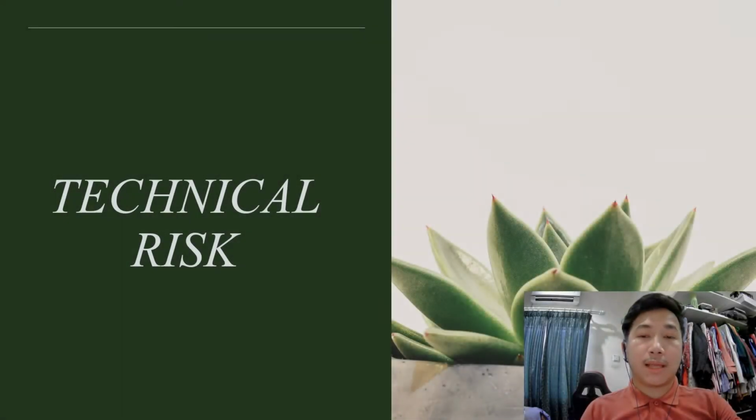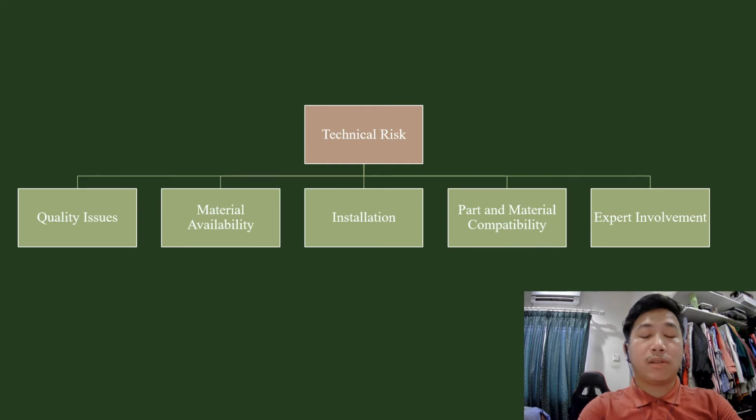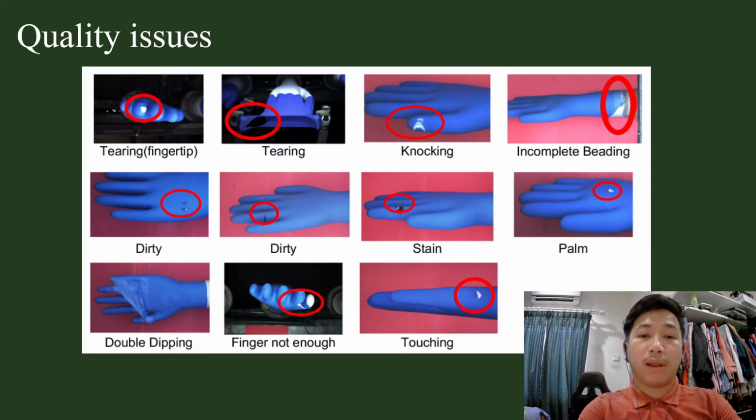Now I would like to discuss the technical risks of rubber glove production. So there are 5 risks associated with the technical risks. Let's talk about them one by one.